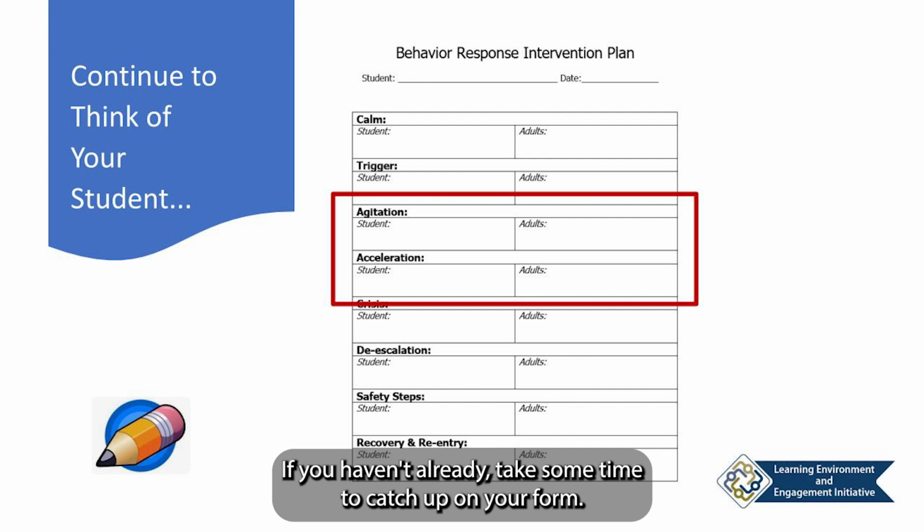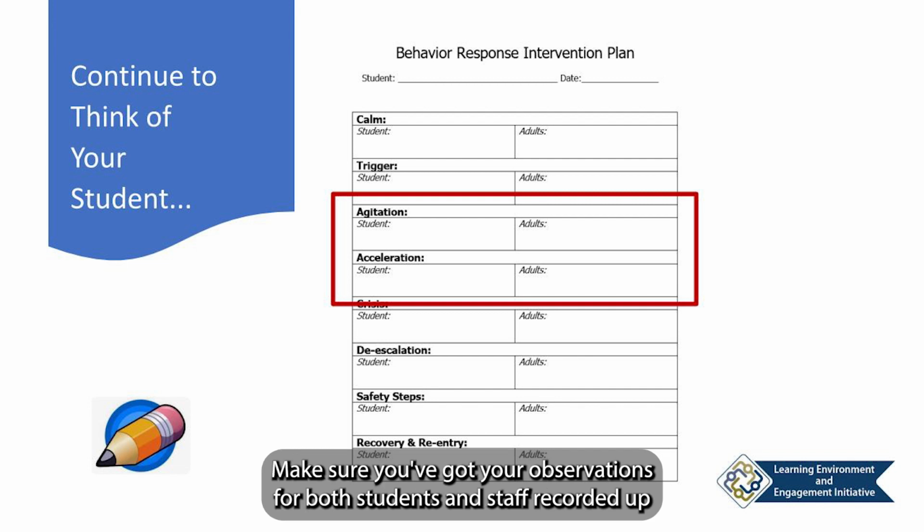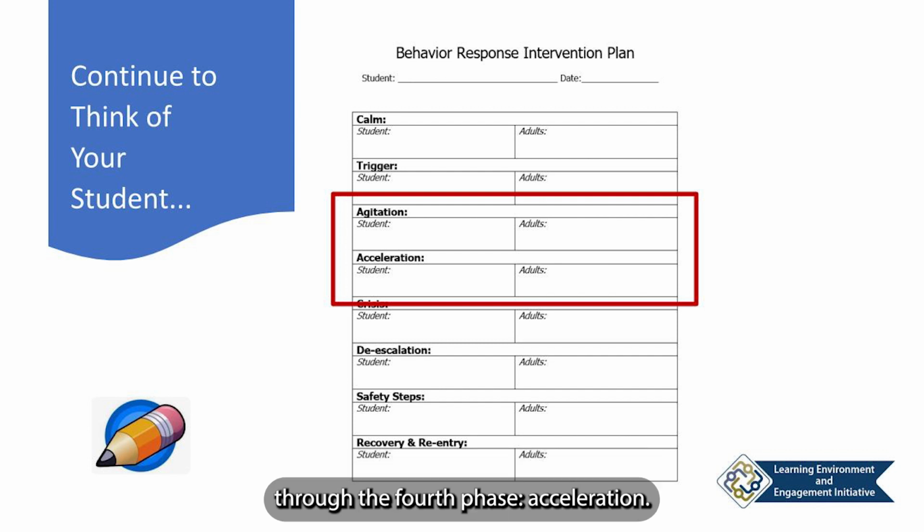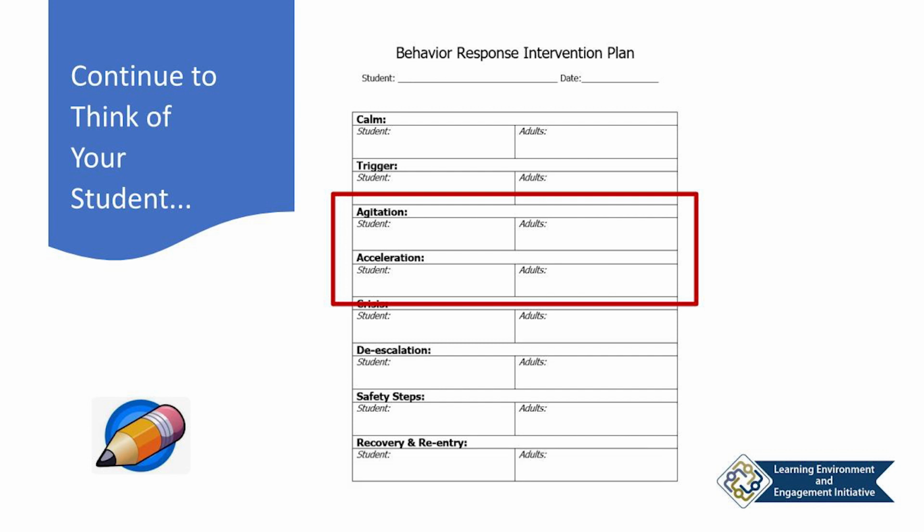If you haven't already, take some time to catch up on your form. Make sure you've got your observations for both students and staff recorded up through the fourth phase, acceleration.